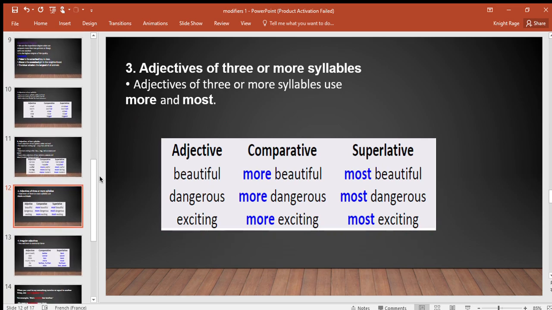Adjectives of three or more syllables, we call them long adjectives. They apply the same rule: we add more for the comparative and most for the superlative. Beautiful, more beautiful, most beautiful. Dangerous, more dangerous, most dangerous. Exciting, more exciting, most exciting. For example, she is more beautiful than her sister. For superlative, she is the most beautiful girl in her family.